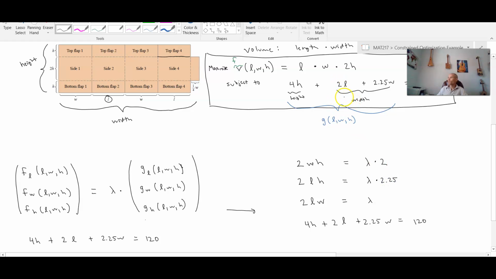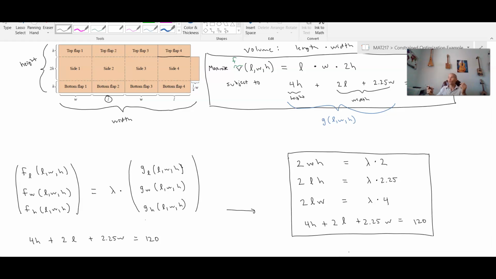And the partial derivative with respect to H will be 4. So now we have our system of equations. This system of equations is the system that we need to solve. So notice that we have 4 variables and we need 4 equations. 4 variables, 4 equations. And this is going to be true. If we have 10 variables, we'll have 10 equations.